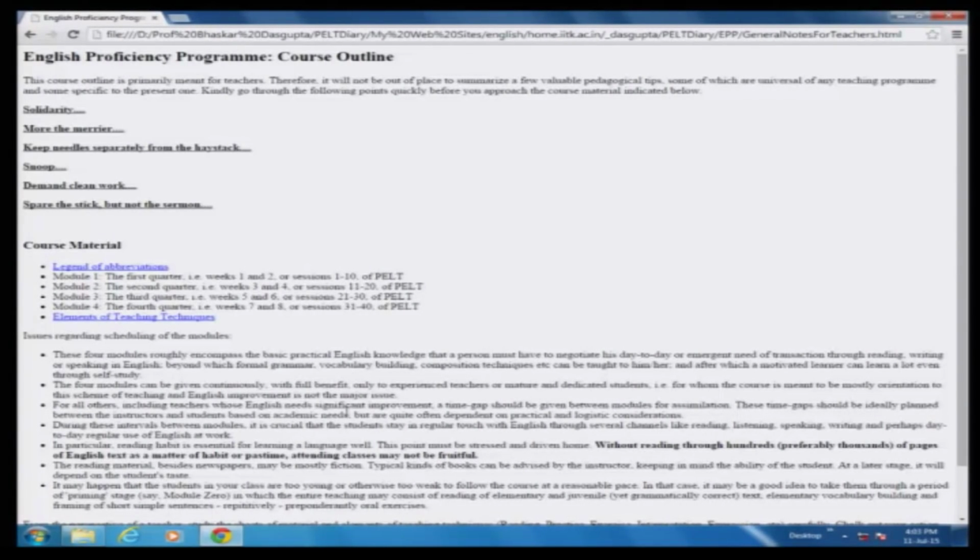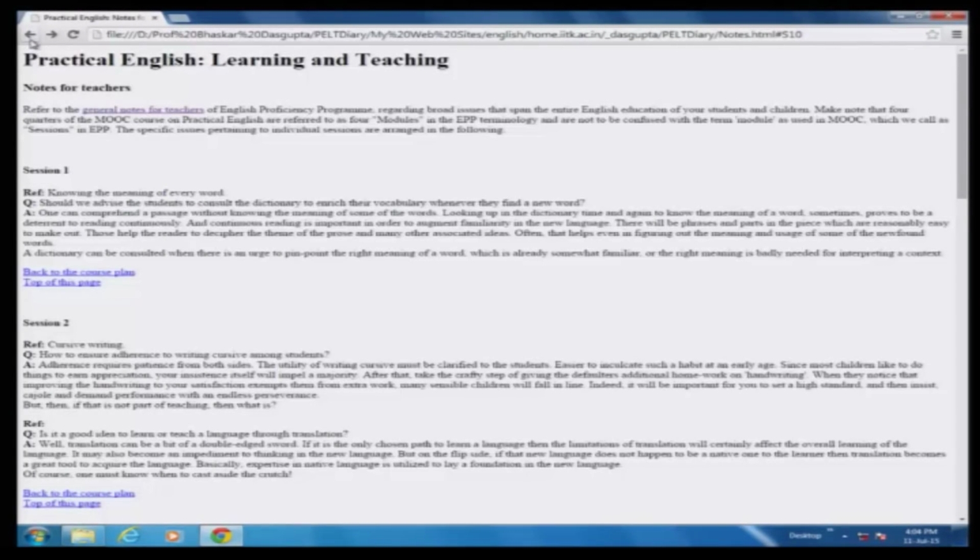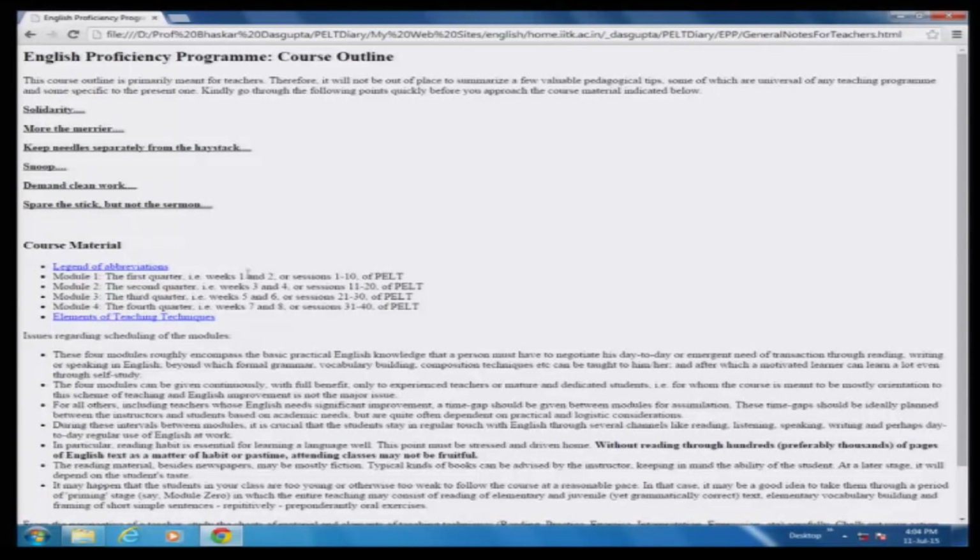It is also essential that to learn the language, one must read a lot, and this has been mentioned here among the general notes for teachers. Make note of this particular statement: without reading through hundreds of pages, preferably thousands of pages of English text as a matter of habit or pastime, attending classes, doing classwork, homework, etc. only is not going to be of great advantage. So, this is the reason why at this point I am stressing the need to read a lot of literature.